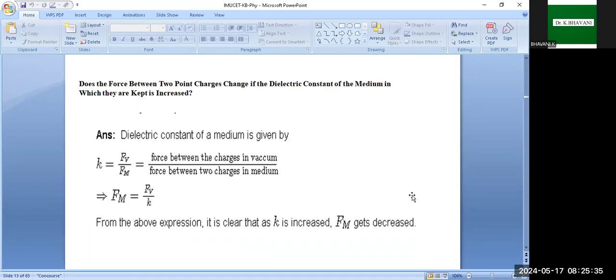And next one: how does the force between two point charges change if the dielectric constant of the medium in which they are kept is increased? We know the dielectric constant K is equal to Fv by Fm, where v is vacuum and m is the medium. They have asked us to find the force in the medium. So Fm is equal to Fv divided by K. From this expression, we know very well that if K increases, the force in the medium will decrease.